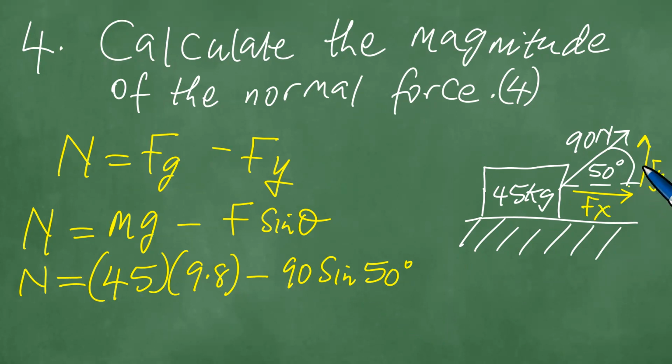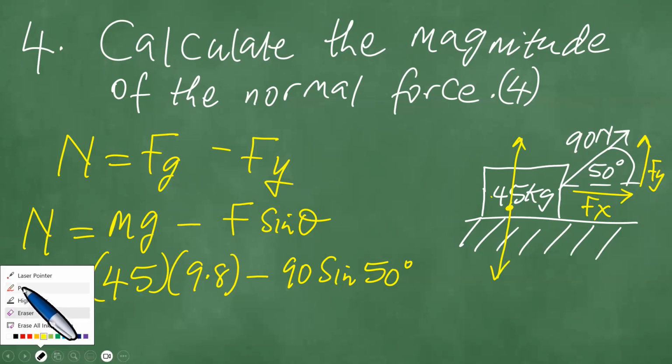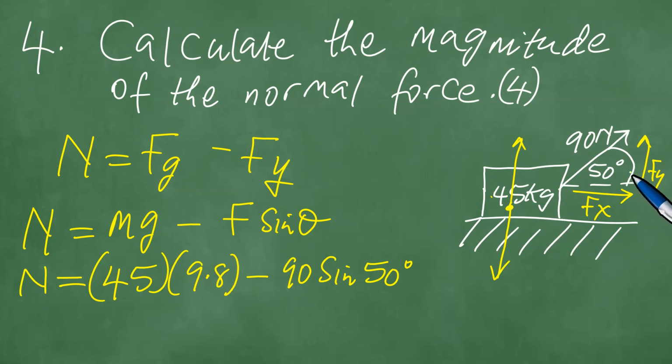Okay, you realize that here you'd have the F sub X, F sub Y, and this box here has its own weight, which acts through the center of gravity. For us to find the magnitude of the normal force, you'd have to look at the vertical forces that act on this object. You'd have the Fy, the vertical component, which is an upward force, and the weight is downwards. Therefore, the magnitude of the normal force would be calculated as follows.